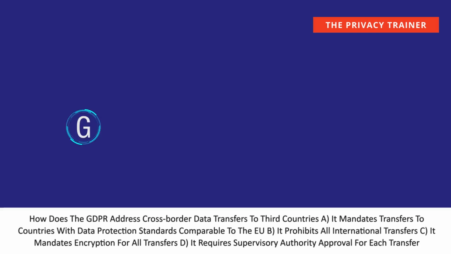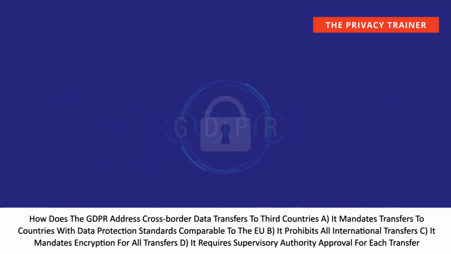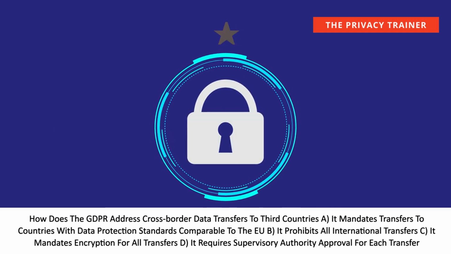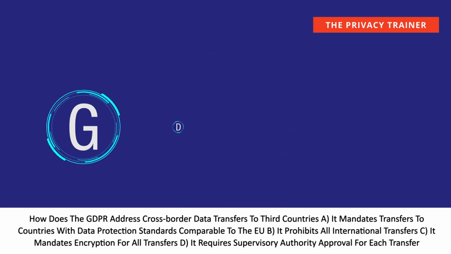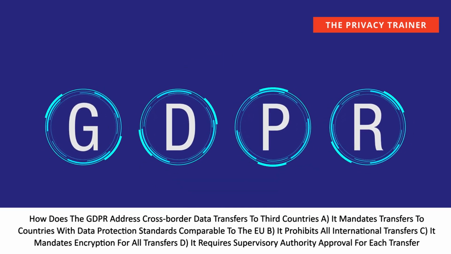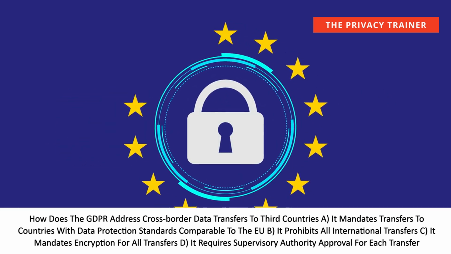How does the GDPR address cross-border data transfers to third countries? A. It mandates transfers to countries with data protection standards comparable to the EU. B. It prohibits all international transfers. C. It mandates encryption for all transfers. D. It requires supervisory authority approval for each transfer.